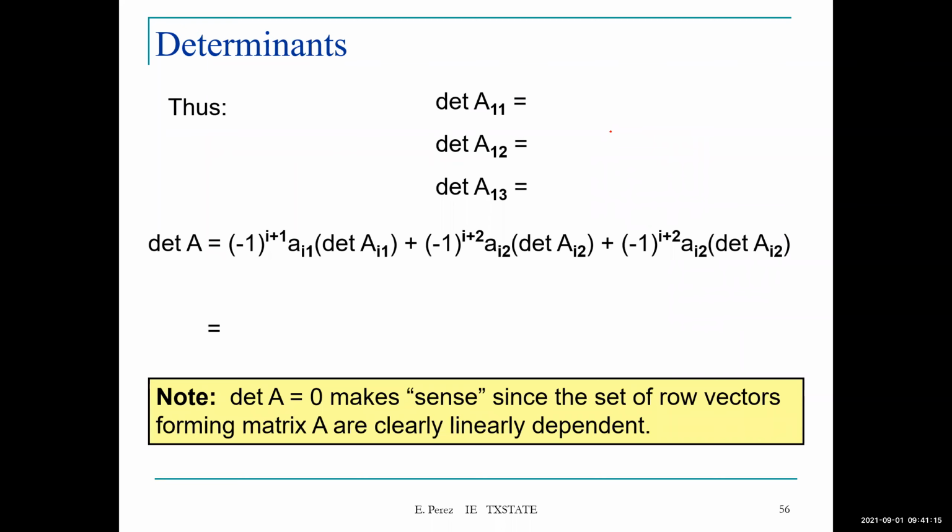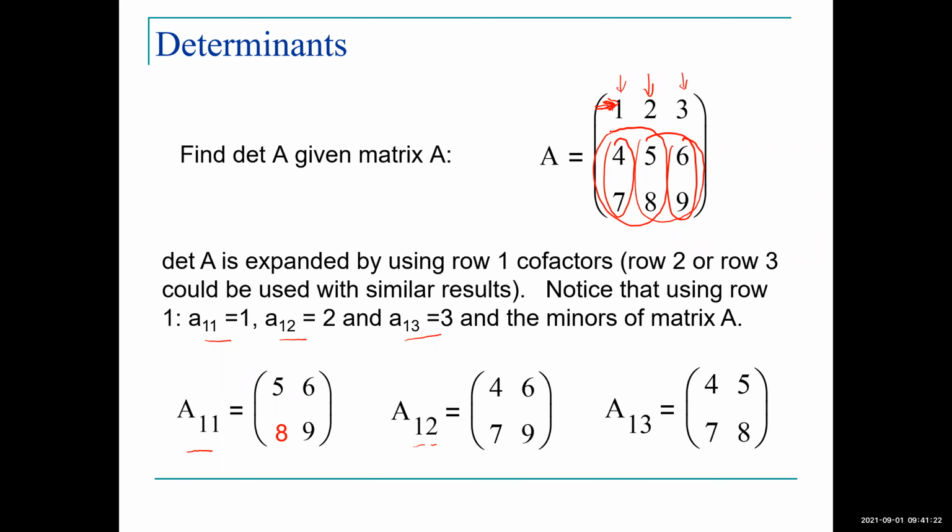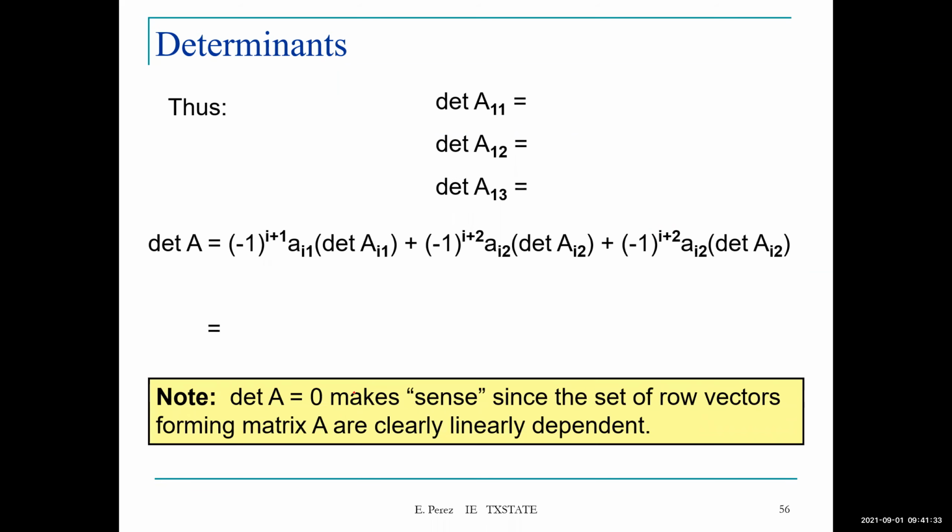So this is going to look like this for A11. We're going to look at this minor. So we will have 5 times 9 minus 8 times 6, and that will be minus 3.